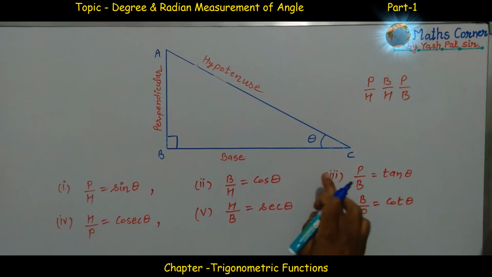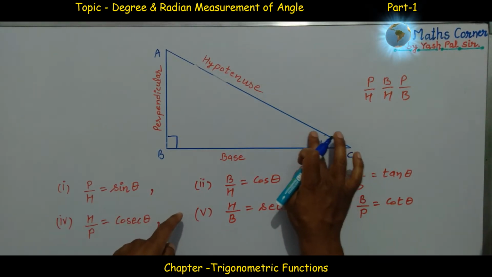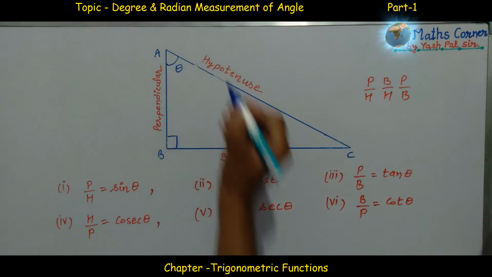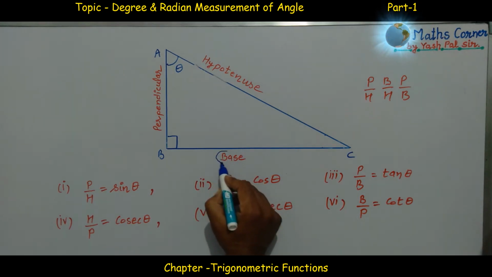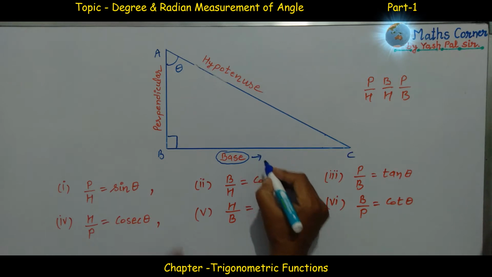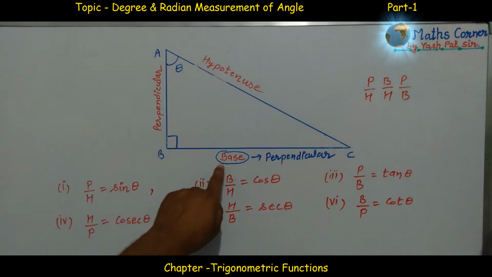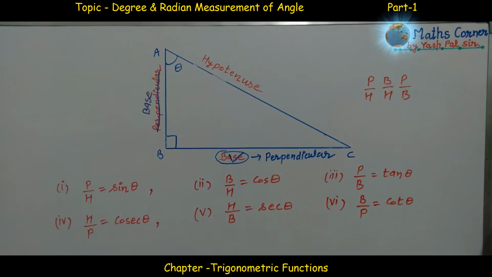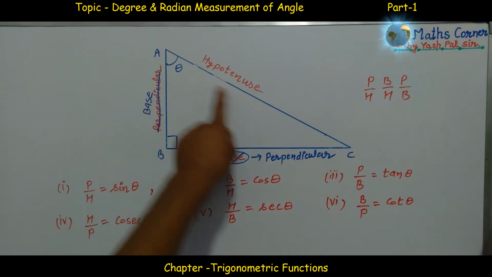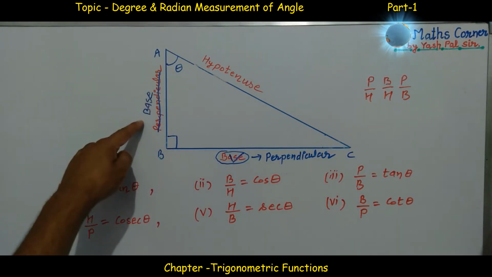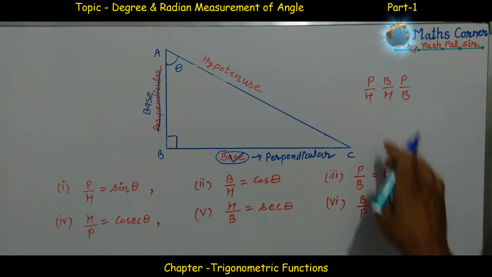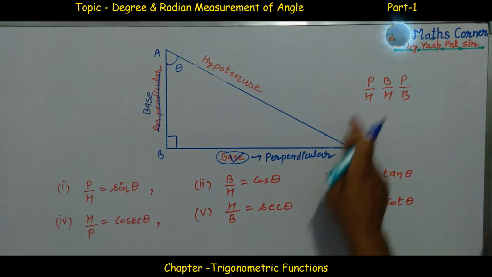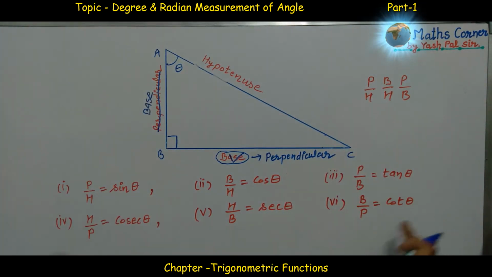This is also very clear to us that if this angle theta is here, then what happens? This base now becomes perpendicular, and the perpendicular side now becomes base. So if theta is here, this is base and this is perpendicular, and everything else is the same. P upon H, perpendicular upon hypotenuse, that is sine theta, etc.